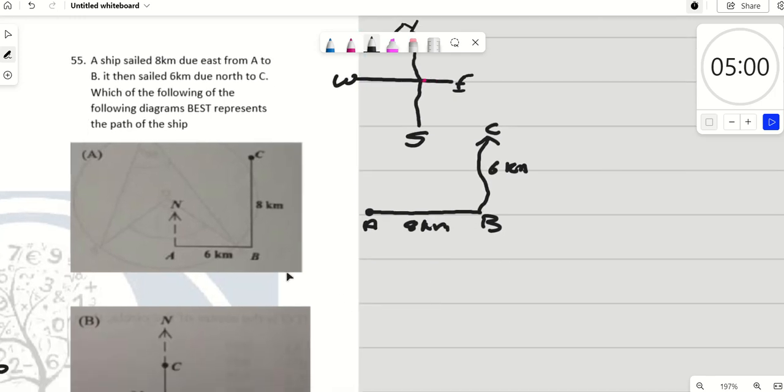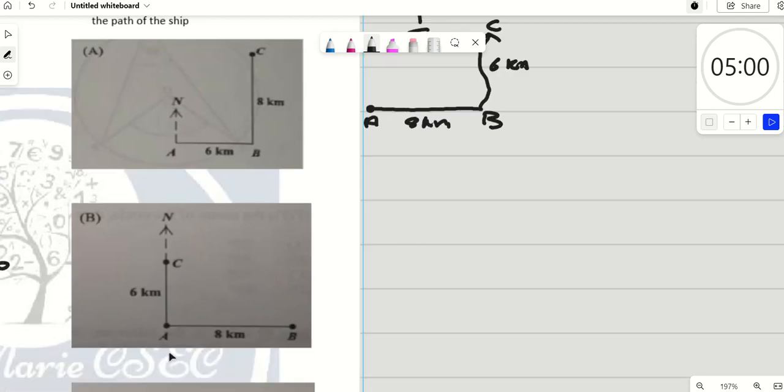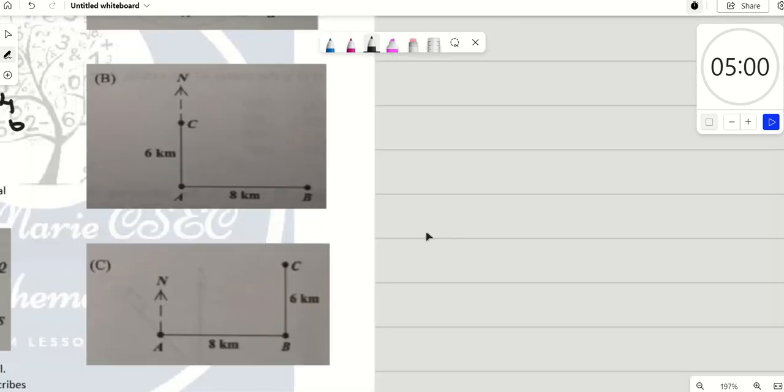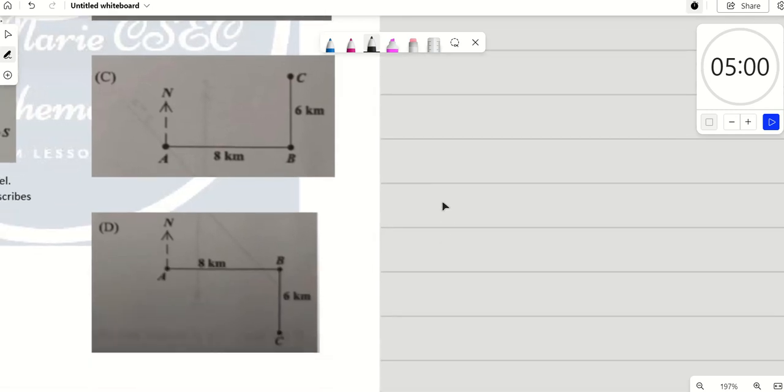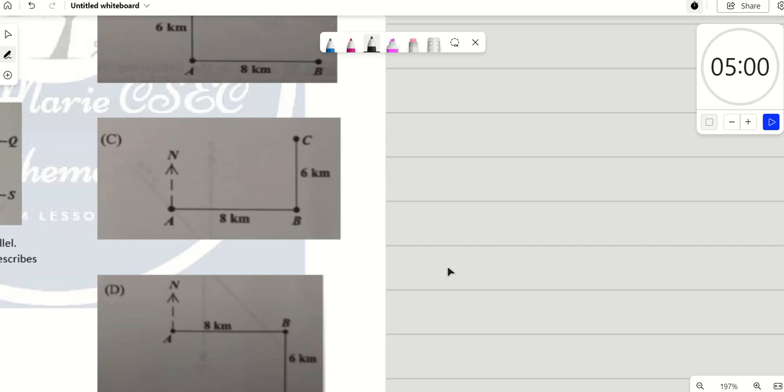It's not B, because A to B is not the full journey. From this one, A to B is 8, but then they're going from B. How would you reach back to A? The starting point is A, so B is not your answer. C is A to B, 8 kilometers to the east, and then from B to C you're going upwards. So your answer is C, right?